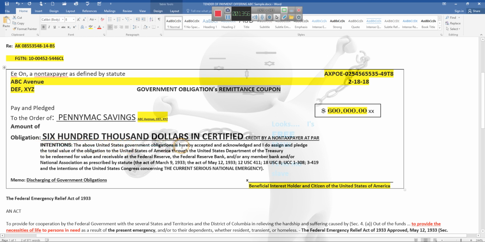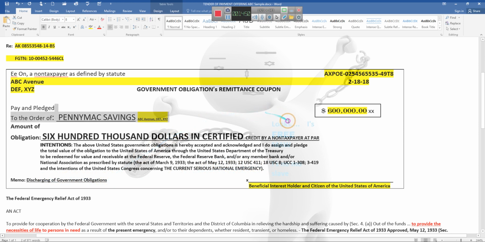Intentions: the above United States government obligations is hereby accepted and acknowledged, and I assign and pledge the total value of the obligation to the United States of America through the United States Department of Treasury to be redeemed for value and receivable at the Federal Reserve Bank, and or any member bank and or national association as prescribed by statute. The Act of March 9, 1933, the Act of May 12, 1933, 12 U.S.C. 411, 18 U.S.C. 8, UCC 1-308, UCC 3-419, and the intentions of the United States Congress concerning the current serious national emergency. Discharging government obligation. All of my bills are government obligations.